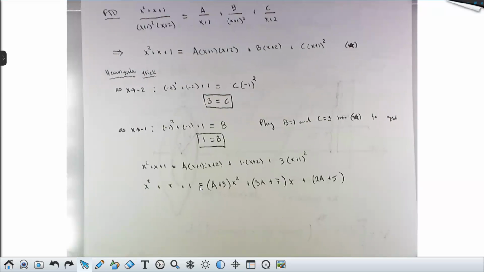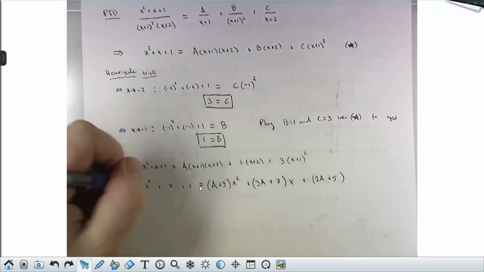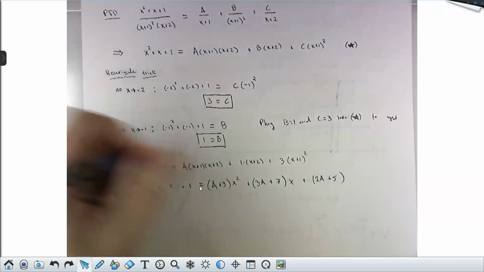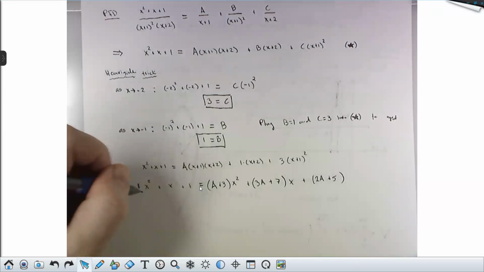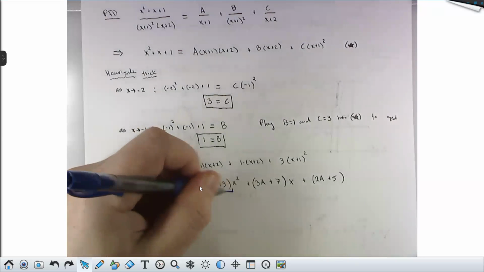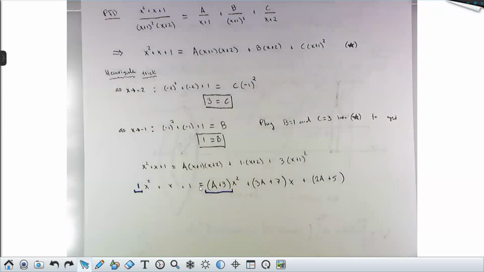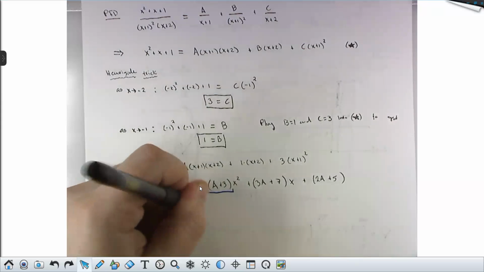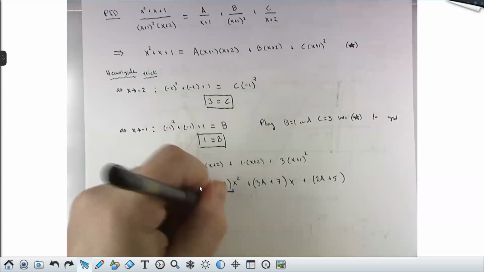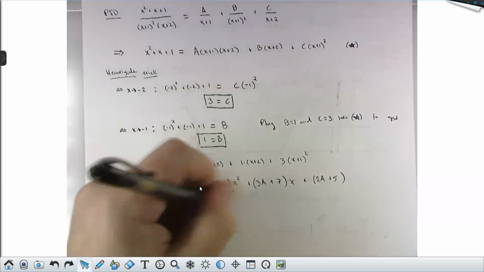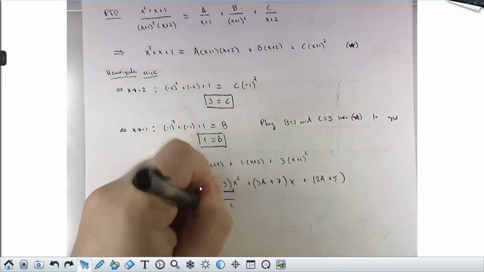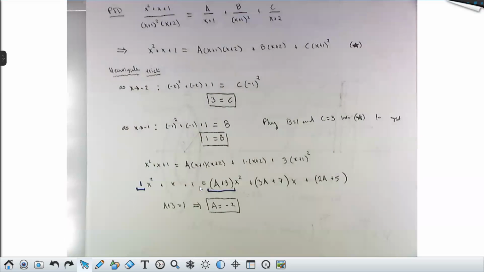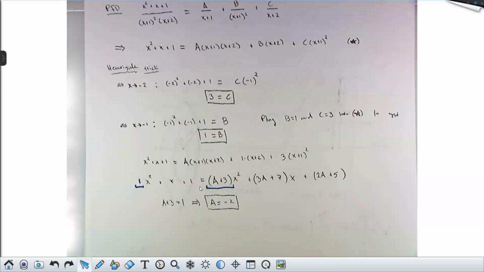But we can just use the first one of these. We've got 1x squared equals a plus 3x squared. So a plus 3 has to be equal to 1. Which means a has to be 1 minus 3, which is negative 2. And you can check that these work for the others.